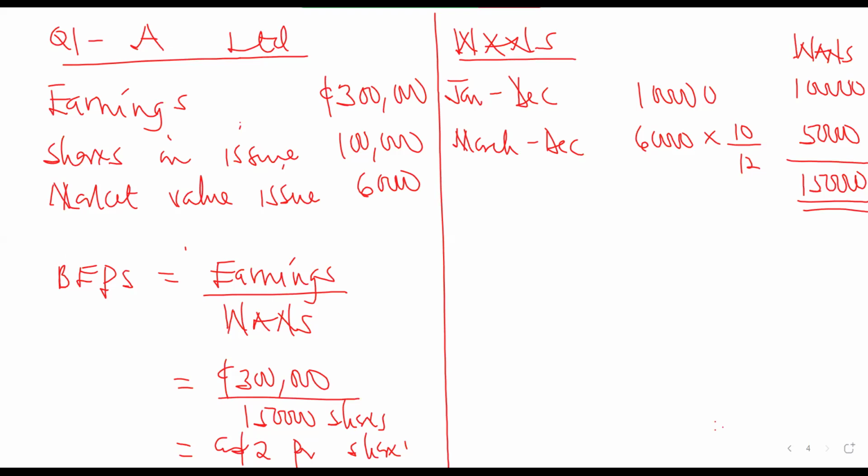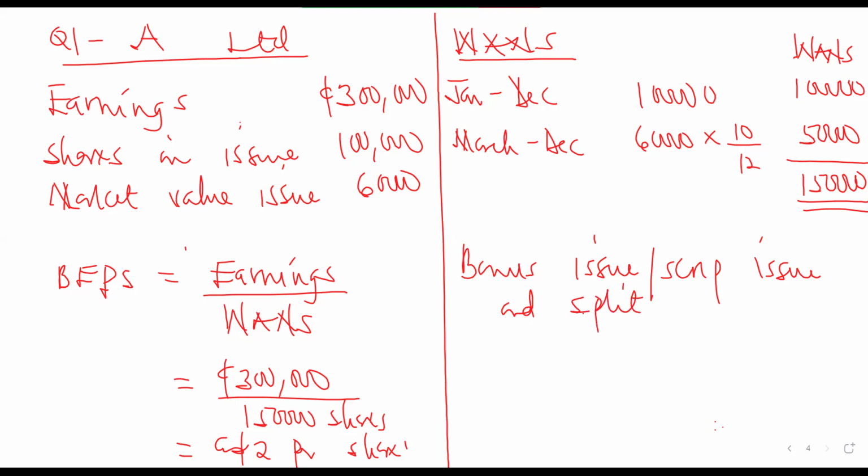Let's come to bonus issue. So we have bonus issue, or maybe we have the scrip issue, and also maybe you see something like share split, or the stock split. How do we treat them?